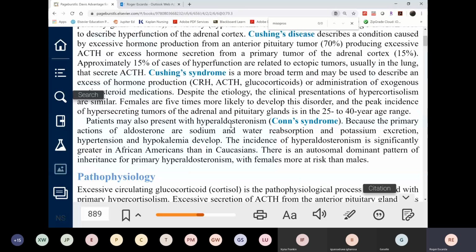However, if we remove both adrenal glands in a patient with Conn syndrome, of course, they will also develop Addison's disease as a result.